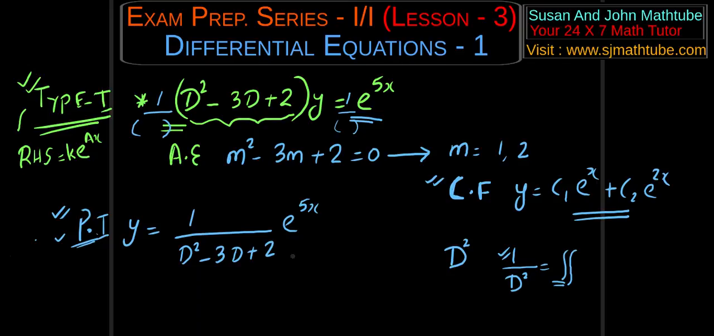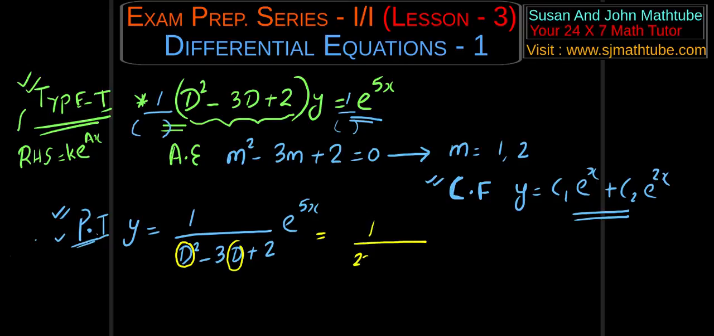So there is a technique to find this value, and that's very easy. All you have to do is substitute, or replace D with this 5. So you're going to get 1 by (25 minus 15 plus 2). Now it's just simple multiplication, 5x, and that is e to the power 5x, the whole divided by 10 plus 2, 12. Okay, and then the general solution.